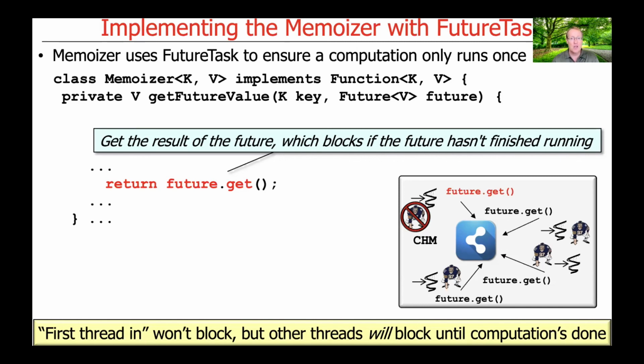So again, by the time the first thread in finishes doing its long-running computation in its run method, which calls the callable lambda method, when it gets to future.get, it'll just return right away because the value has been computed by that point. But all the other threads that potentially got there before it will have to block until it's done finishing its computation.